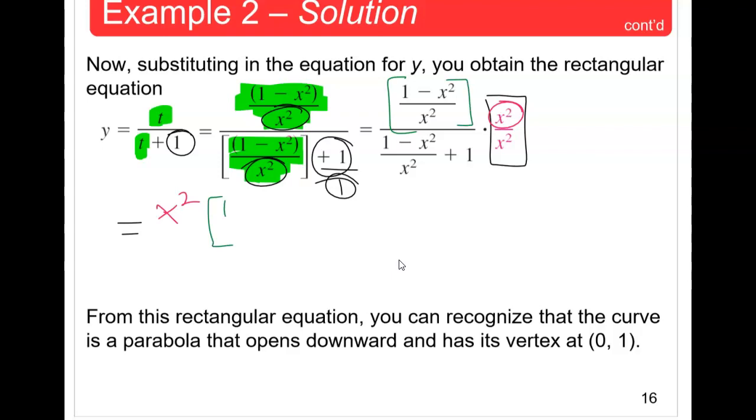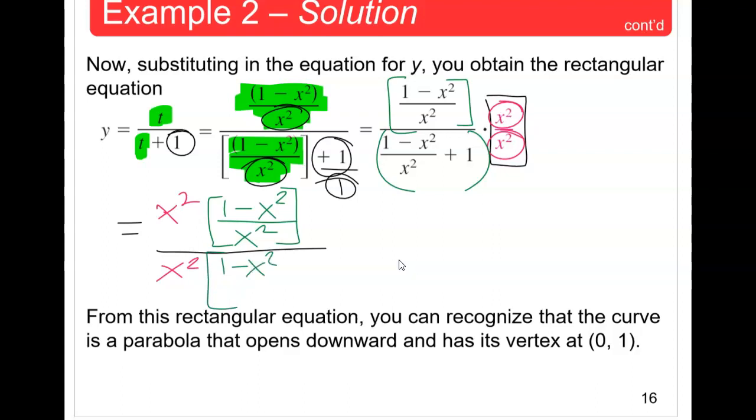So that will be 1 minus x squared over x squared. Then we will have also the other x squared multiplying everything that you see here. So it will be the 1 minus x squared over... I'm sorry, not 1. Oh, x squared plus 1.